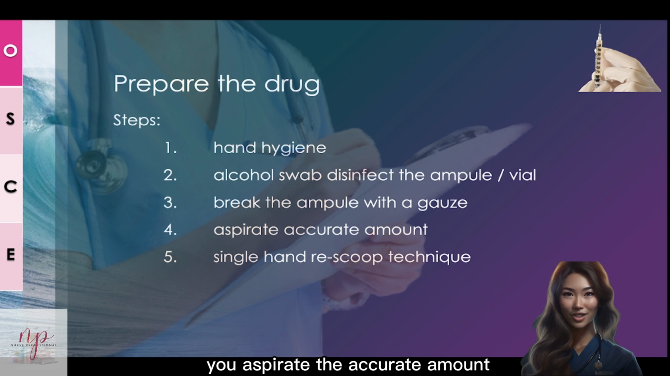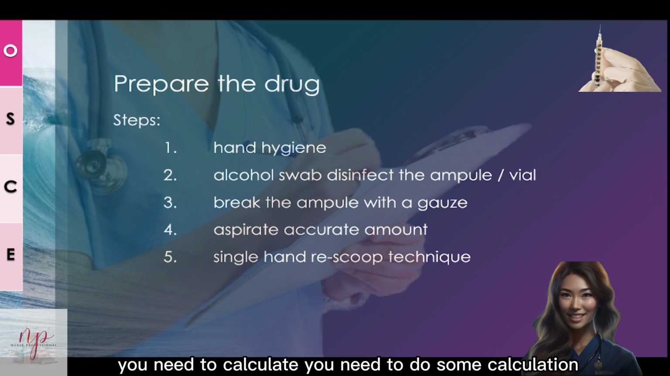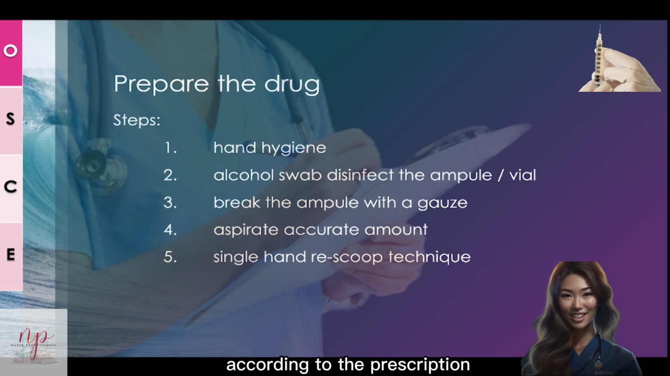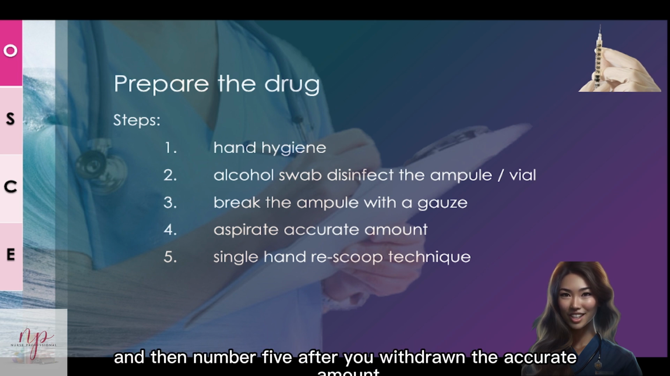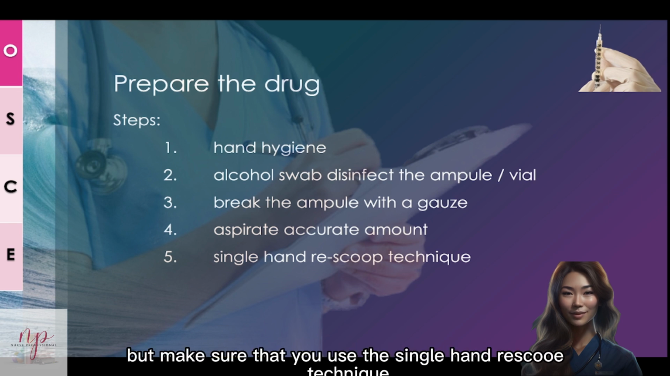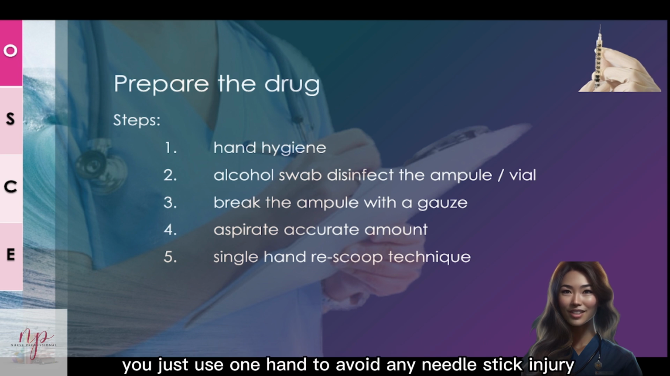And then number 4, you aspirate the accurate amount. You need to do some calculation according to the prescription and check how many mL, how many units you need, alright? And then number 5, after you withdraw the accurate amount, you need to recap it, but make sure that you use the single-hand rescoop technique. You just use one hand to avoid any needle stick injury.